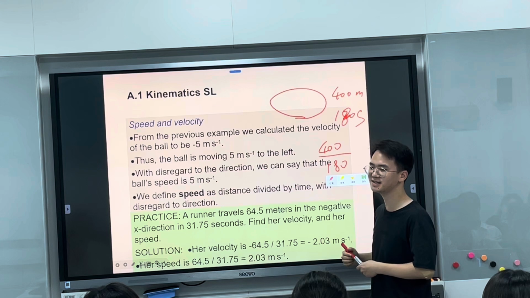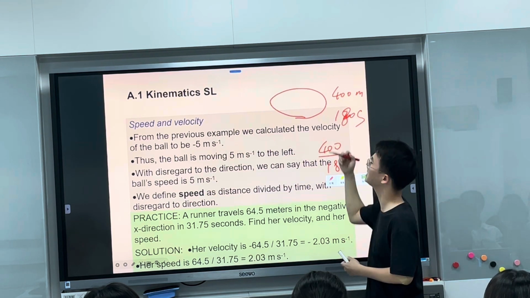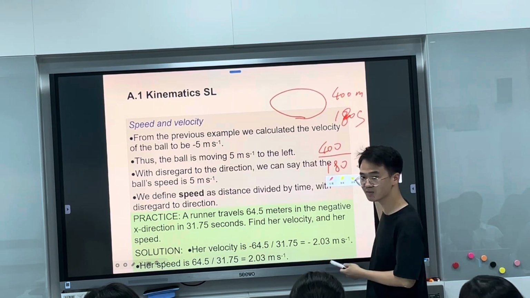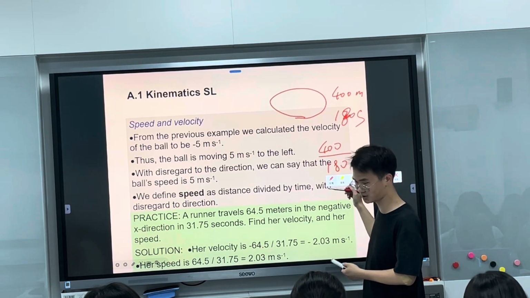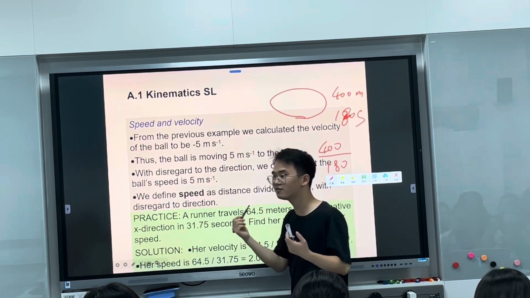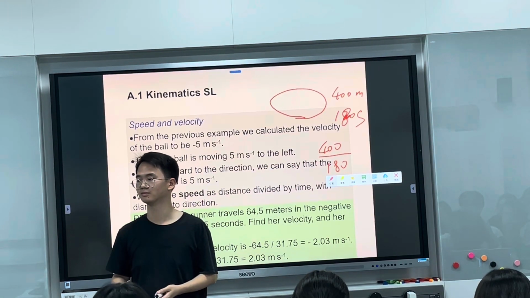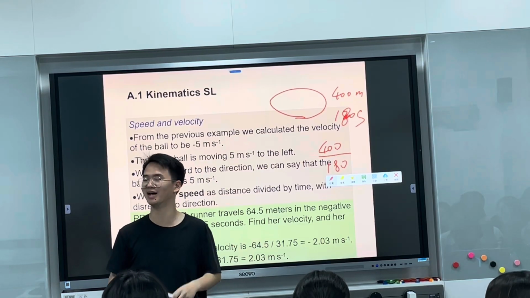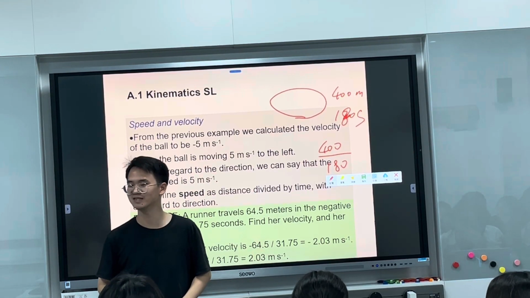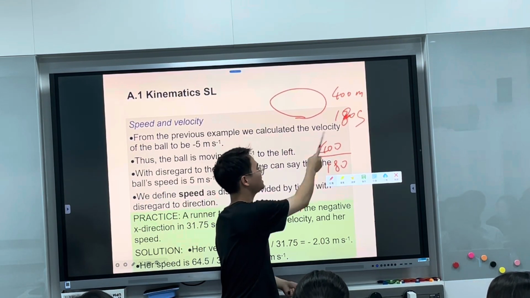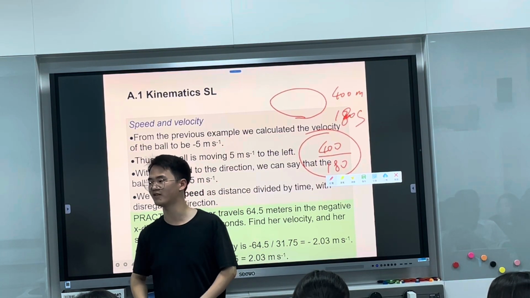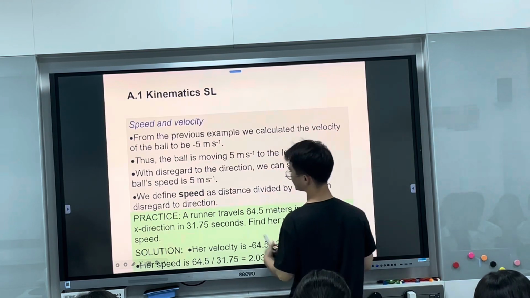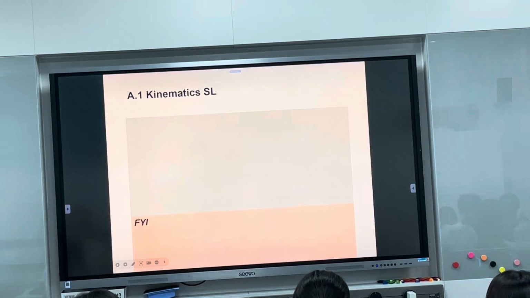What about Vinci's average velocity in completing one lap? 0, because total displacement is 0. So Vinci's velocity is 0. A PE teacher might say, what's happening? But in physics, that's true. Vinci's velocity is 0. But if we're talking about Vinci's speed, then it's 400 divided by 180, okay? Alright, let's move on.